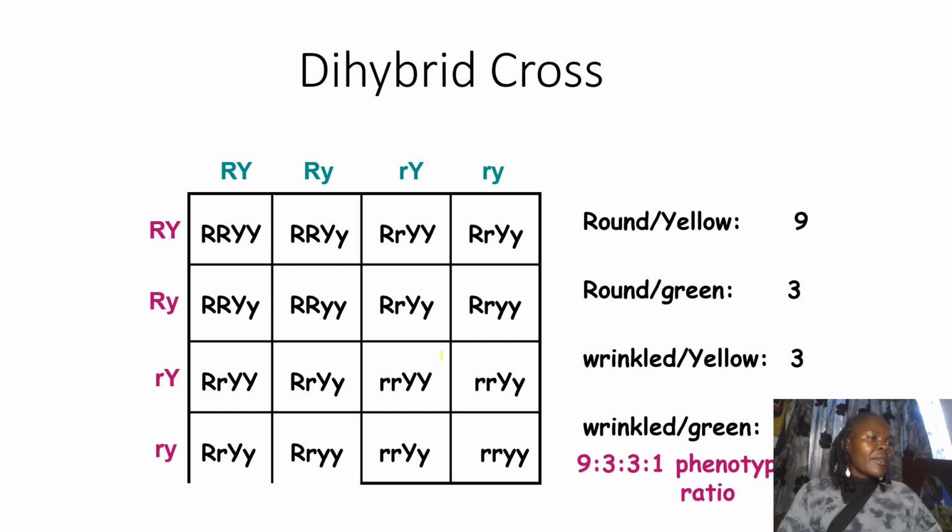So you'll talk about the phenotypes. Then when you're told about the phenotypic ratio, you have to give 9 round yellow, 3 round green, 3 wrinkled yellow, and 1 wrinkled green.